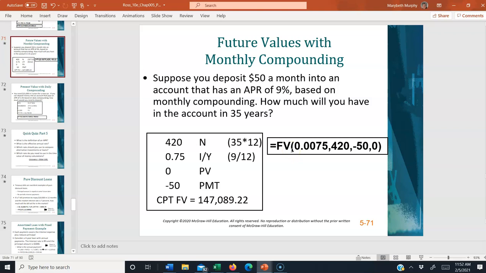In Excel, the first thing you'll have is the interest rate. It's 0.75, so you have to add 2 zeros in front of that: 0.0075. 420 is the number of periods. 50 is the payment, minus 50 because it's going out into an investment. And 0 is your present value. If you put all those in Excel, that should give you 147,089.22.